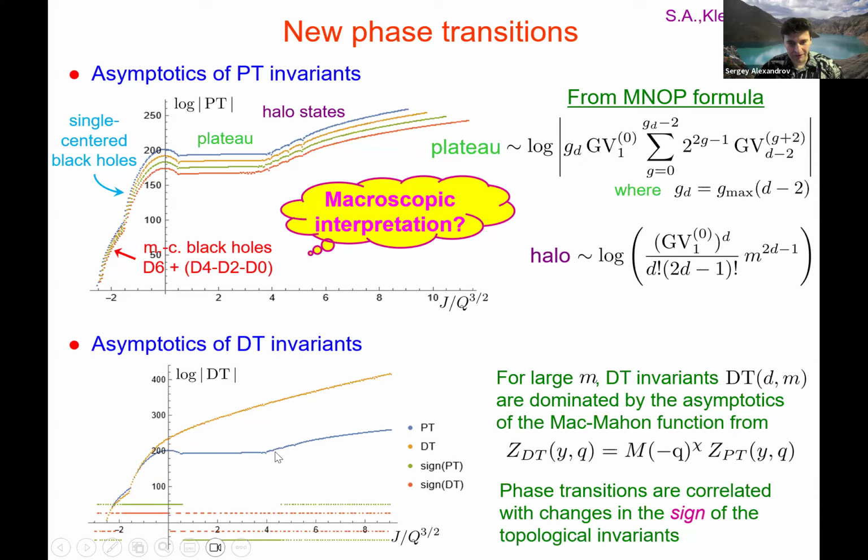And then when this logarithmic curve rises, it becomes again alternating. So somehow these phase transitions are also correlated with the behavior of the sign of topological invariants. But again, we do not have any interpretation of this behavior. These are just, if you wish, numerical observations. What they mean, we do not know.